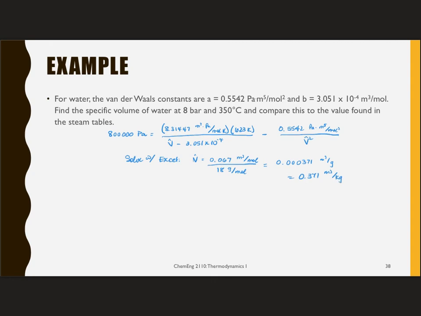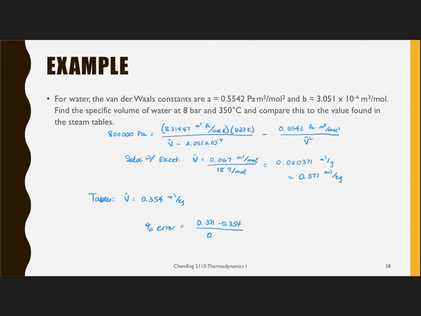Now then, what if I use the steam tables? In the tables, if you look this one up, you get that the volume is 0.354 meters cubed per kilogram. This gives me a percent error of 0.371 minus 0.354 divided by the correct one. Now, which one is correct? The tables are the correct one.